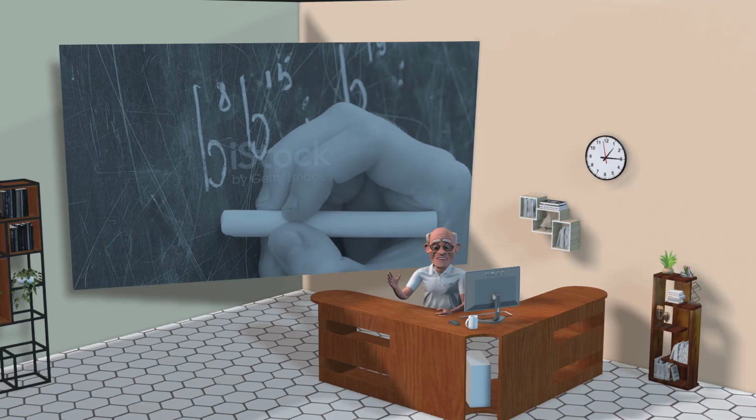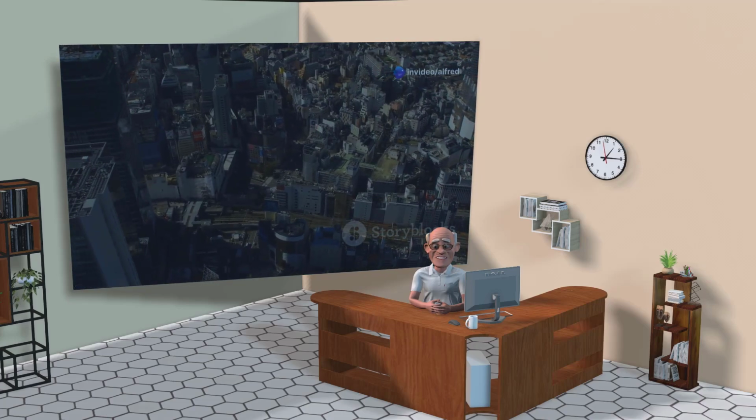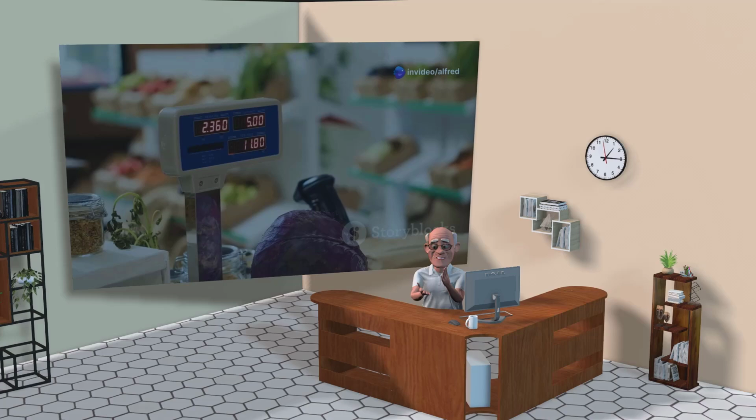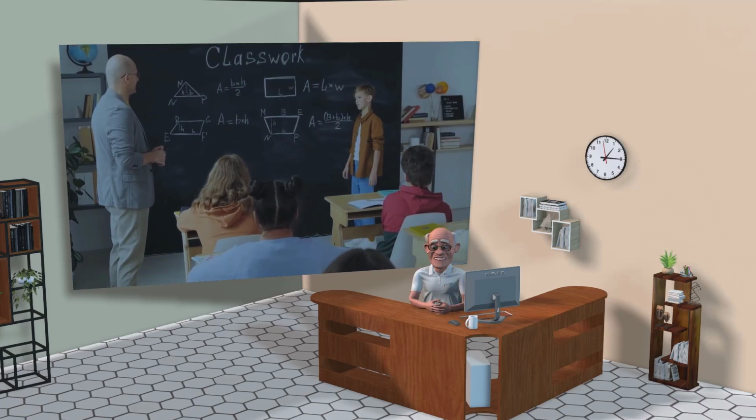Section 9. Rational numbers. Important and useful. Rational numbers are everywhere in our world. We use them when we cook, shop, measure, tell time, and so much more. Understanding rational numbers helps us make sense of the world around us.